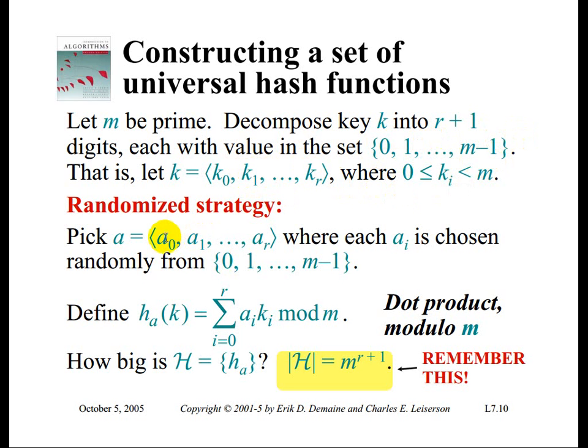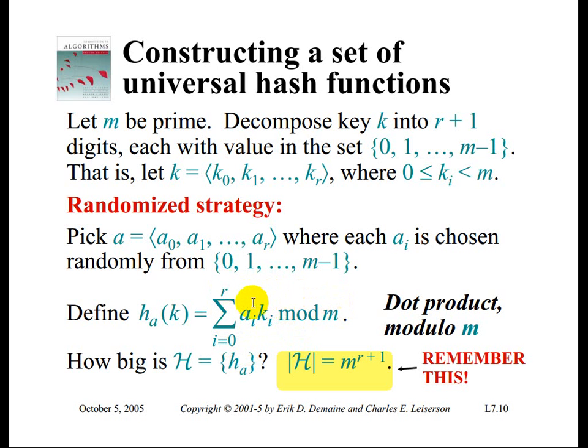Now you pick a particular vector a from a0 to ar, where each ai is chosen randomly from 0 to m minus 1, and you define h of k given that particular vector a as the summation of ai times ki, a0 times k0 and so on, modulo m, and you do this summation across 0 to r.